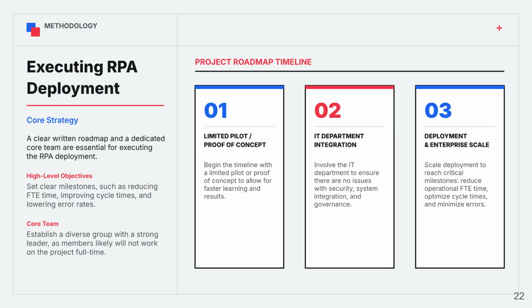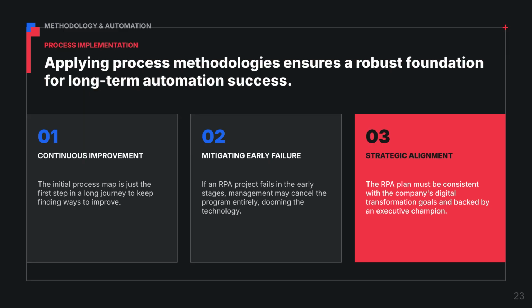Once the pilot is successful, the organization scales the deployment across the enterprise. At this stage, additional processes are automated while continuously monitoring improvements in productivity, cycle time, and error reduction. Following this phased approach reduces implementation risks and helps organizations achieve sustainable, long-term success with RPA. Implementing RPA is not the end of the automation journey. It is the beginning of a continuous improvement cycle.